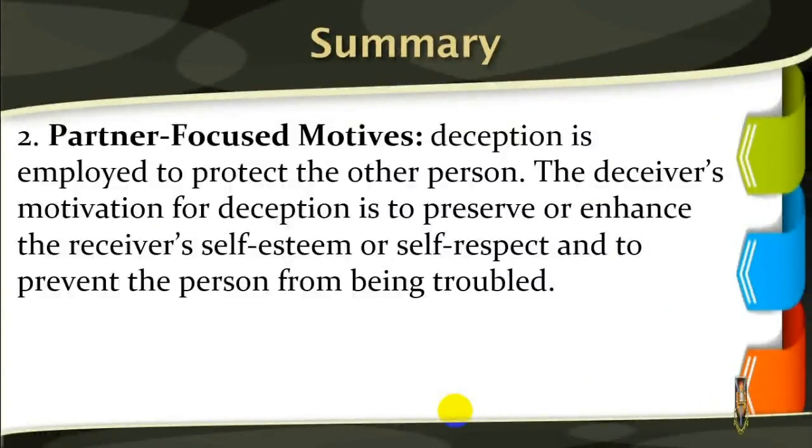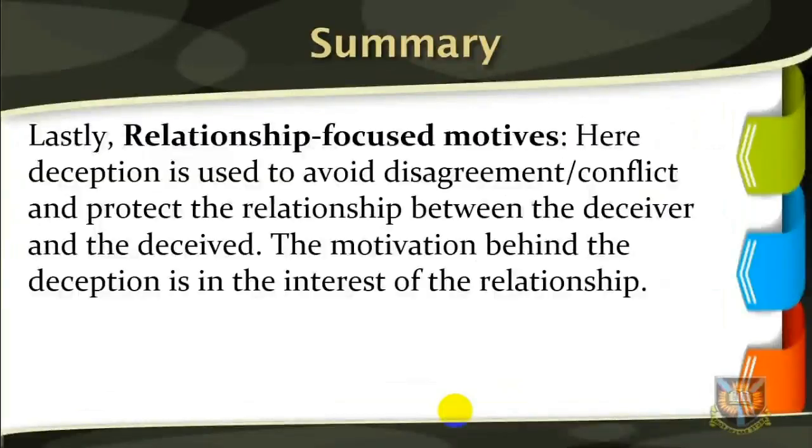from being troubled. And lastly, the relationship-focused motives. Here, deception is used to avoid disagreement or conflicts and protect the relationship between the deceiver and the deceived. The motivation behind the deception is in the interest of the relationship.